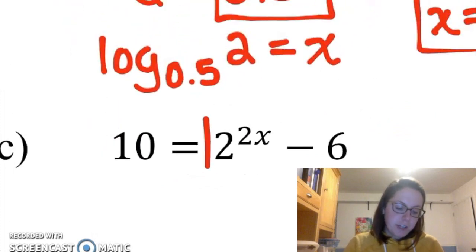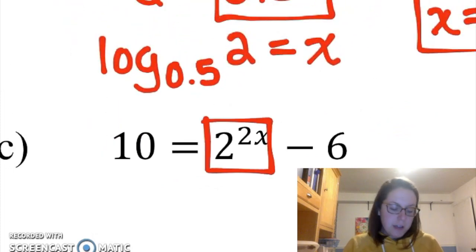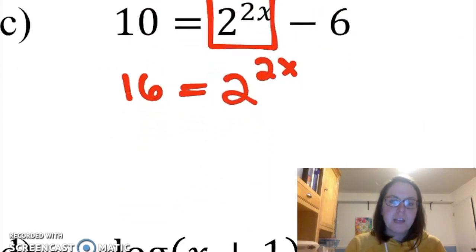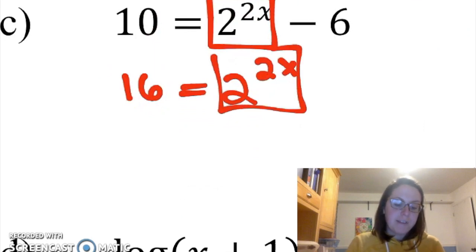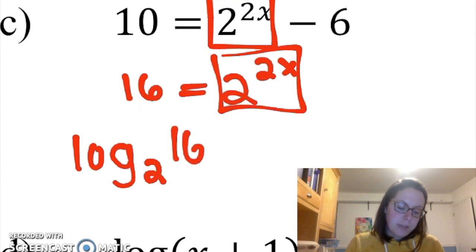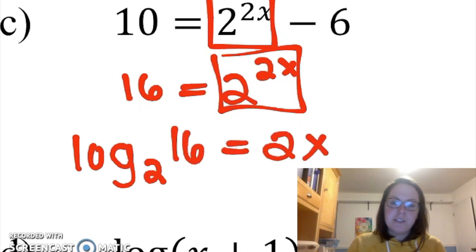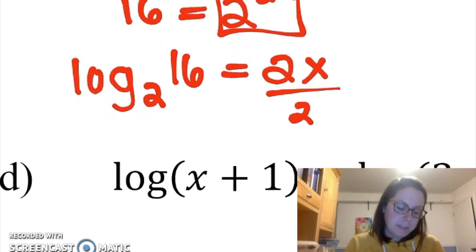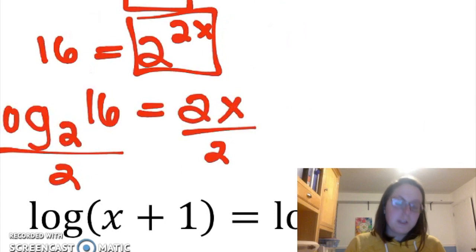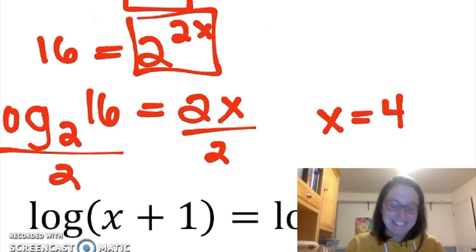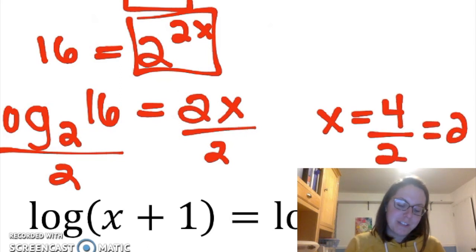The exponential is just that part, not the 6. So I'm going to add 6 to both sides, giving 2 to the 2x. Now that is alone. If I put a box around that, it's by itself. So what power of 2 equals 16? That power is 2x. Now on the left side, we could divide both sides by 2. So x equals log base 2 of 16 over 2. I happen to know that 2 to the 4th is 16, so it's really 4 over 2, which is just 2.